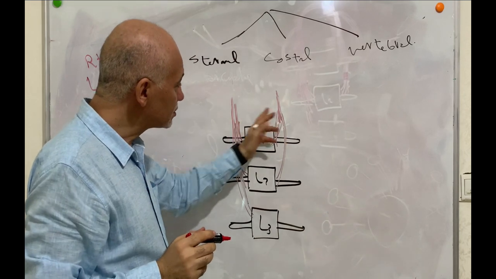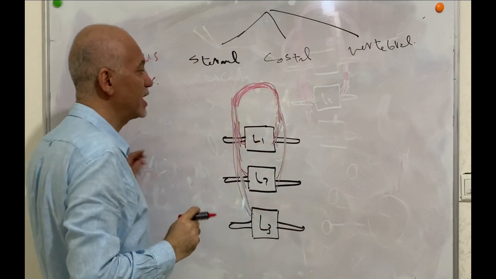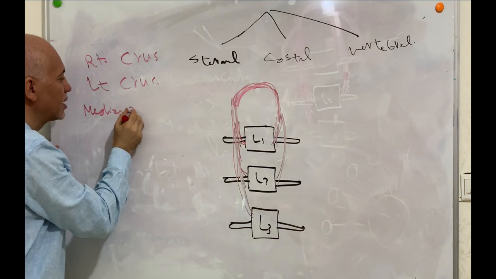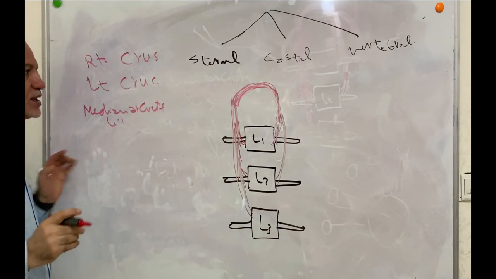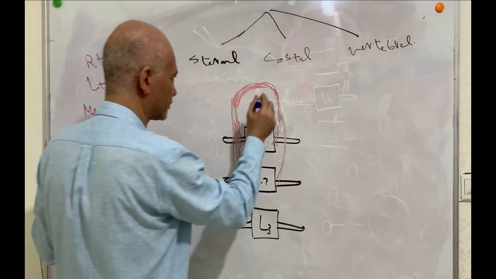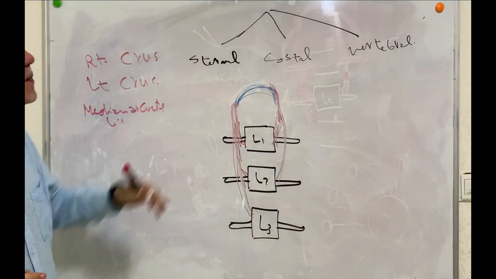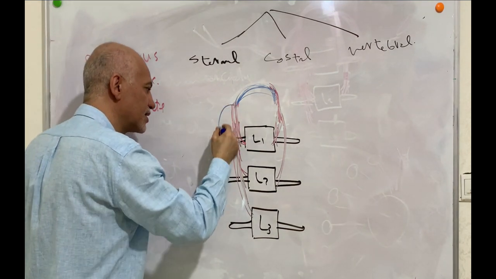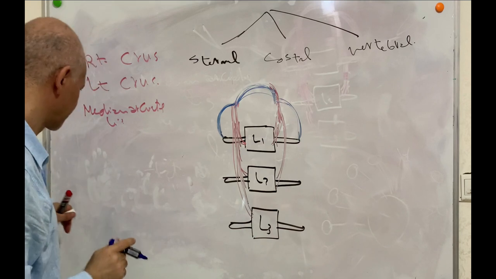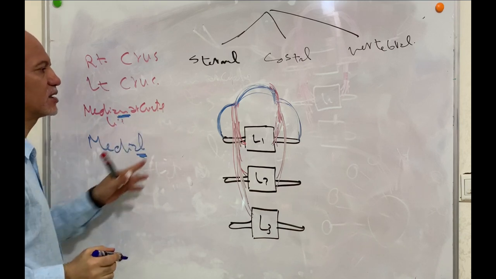Between the two crura, muscle fibers or tendinous fibers connect the right crus with the left crus. This is called the median arcuate ligament, connected to the crura. We make the crura another color. Median arcuate ligament. Other tendinous fibers connect the two crura with the tip of the transverse process of the first lumbar vertebra, called the medial arcuate ligament. This is median and this is medial arcuate ligament, right and left.